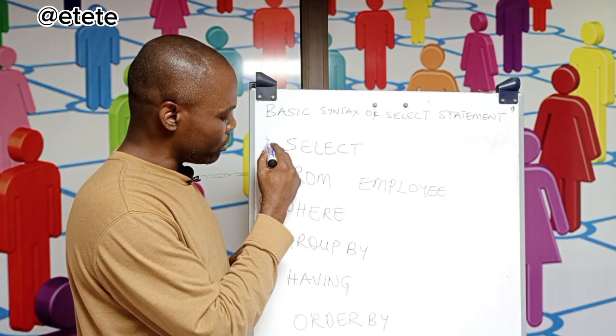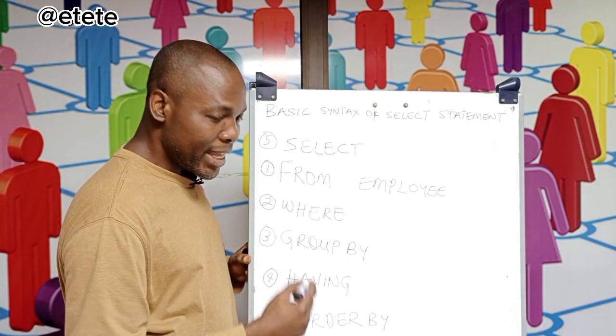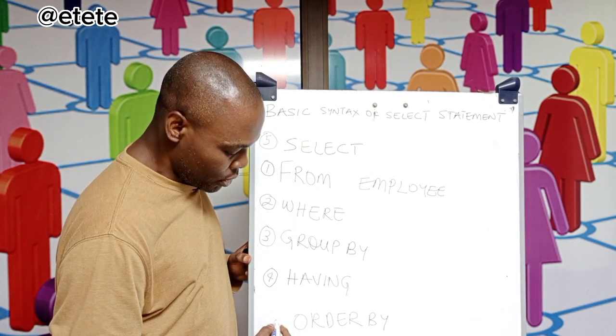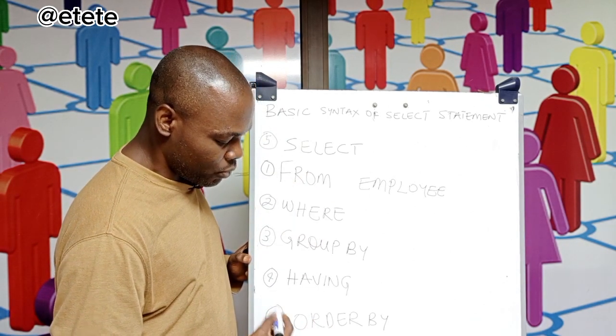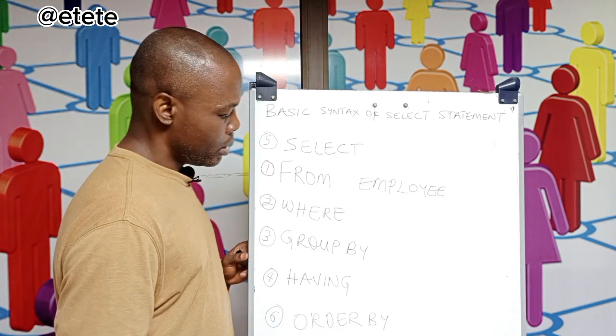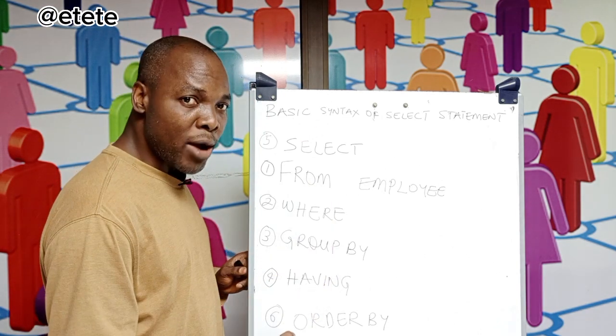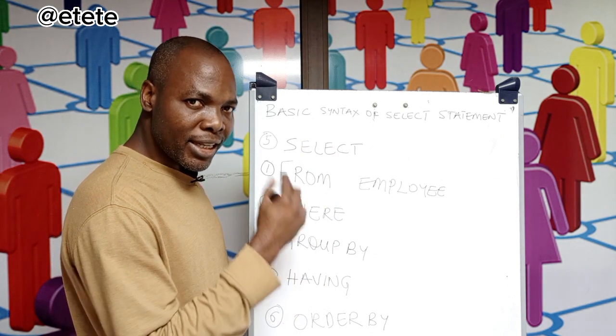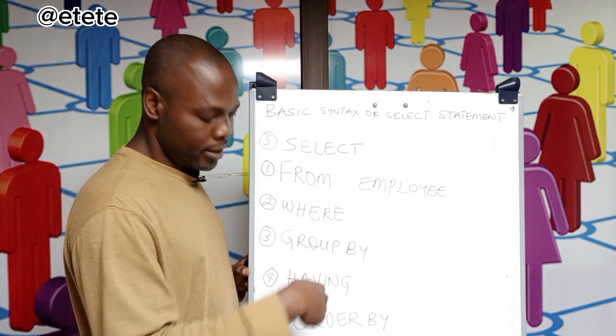So this one now comes as number 5. And then how do you want to arrange that output? This will now come as number 6, which is the order by clause. So this is actually how you are going to read the syntax. This is the syntax.